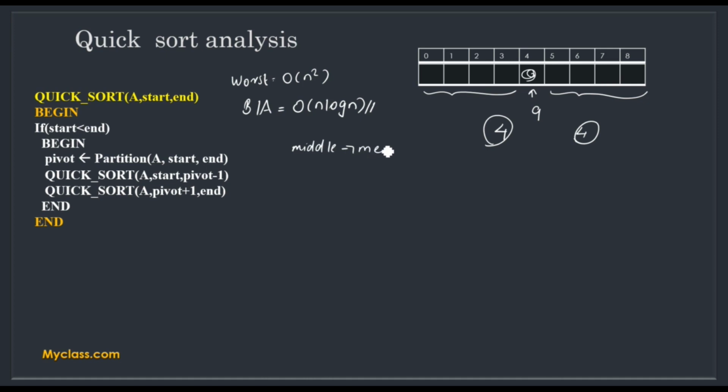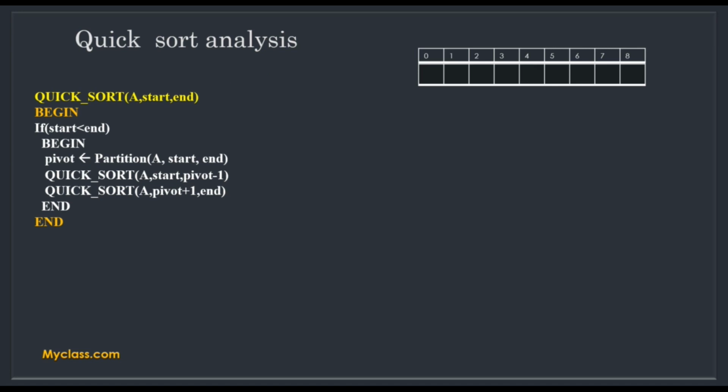Pivot value is median. When we are always selecting the median as our pivot value, it is placed at the very center. Then we can divide this problem with correct division. So that is the best case. When the best case happens, if n is the total number of elements, we can divide this portion into n by 2, n by 2.